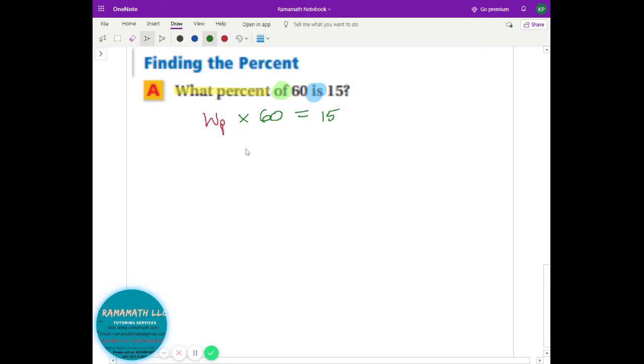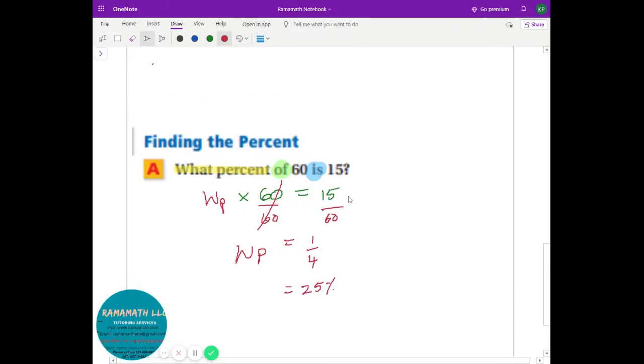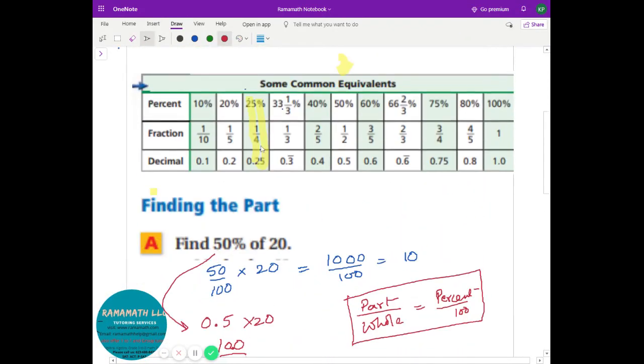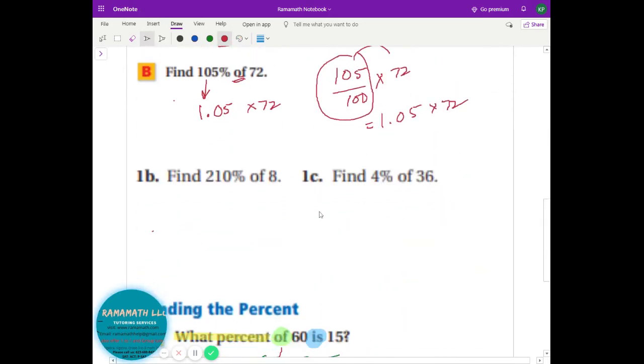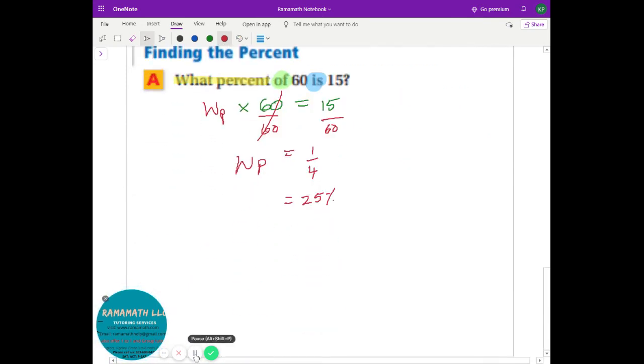We learned the algebra. When you don't know something, a variable, and then you see times 60, you divide by 60. Just do the math. Divide by 60 on both sides. So what percent is going to be 15 over 60? If I reduce that one, it's 1/4. Again, 1/4 means 25%. From the table that I gave you, if you look back, 1/4 is 25%. So like that, we can switch it faster with these equations.